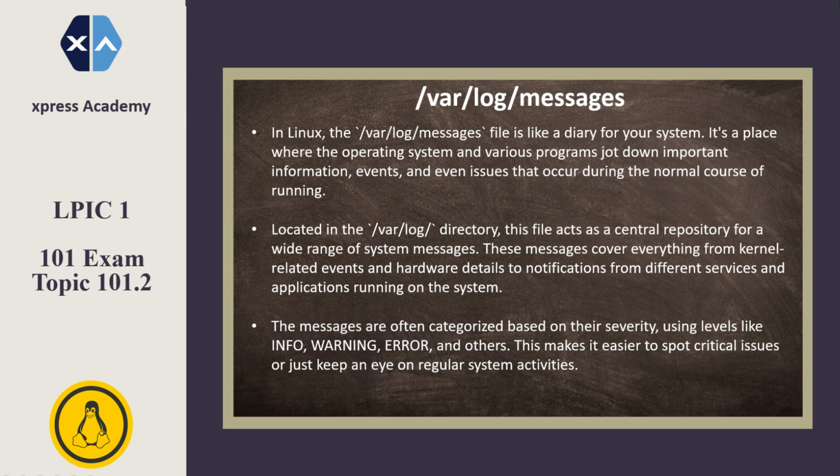When you open the /var/log/messages file, you'll find a chronological record of what's been happening on your system. Each entry comes with timestamp so you can see when an event occurred. This chronological order makes it a valuable resource for administrators and users trying to piece together the sequence of events leading up to a particular situation. The messages are often categorized based on their severity using labels like info, warning, error, and others. This makes it easier to spot critical issues and just keep an eye on regular system activities.